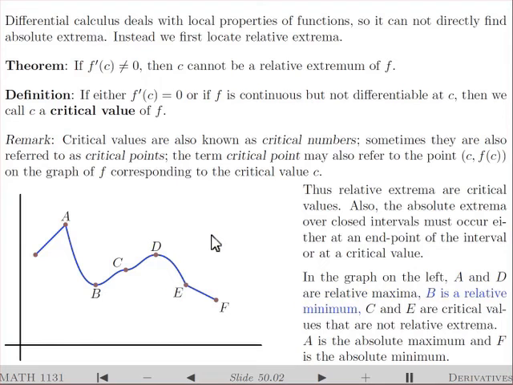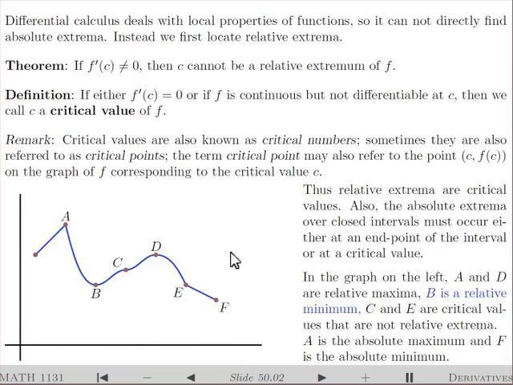Relative minima are where the situation is reversed. These are bottoms of valleys in the graph. So here I have a small valley. B is the bottommost point, so it's a relative minimum. The lowest value of the function, the lowest point, is F. We'll come back to this in just a minute.